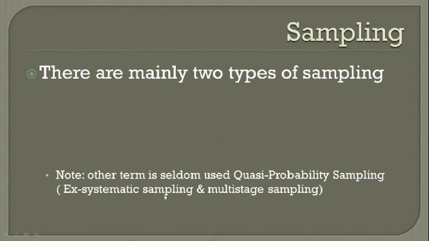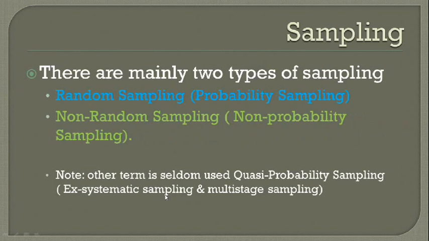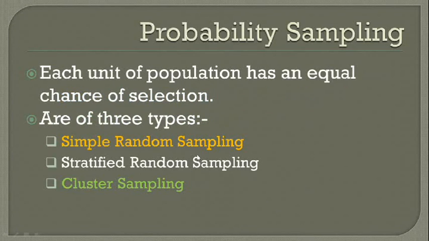Now there are mainly two types of sampling. One is random sampling, that is called probability sampling. Another one is called non-random sampling, that is non-probability sampling. And if I note here, another term that is seldom used is quasi-probability sampling, for example, systematic sampling and multi-stage sampling. Systematic sampling is sometimes also taken as a part of random sampling, but it is quasi-probability sampling.